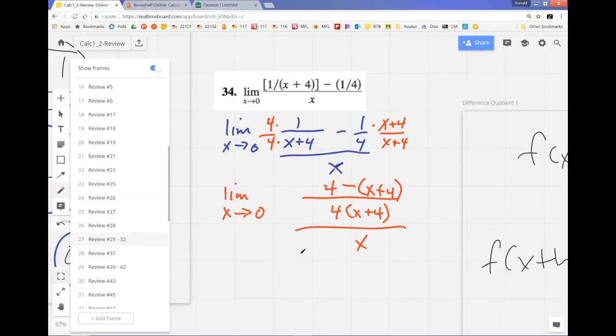By the way, the parentheses I put around x plus 4 are really important. Because you're going to wind up having to subtract x and 4. And without the parentheses, you might forget to subtract the 4. All right, so over x is the same as over x over 1. And now we can do an invert and multiply.